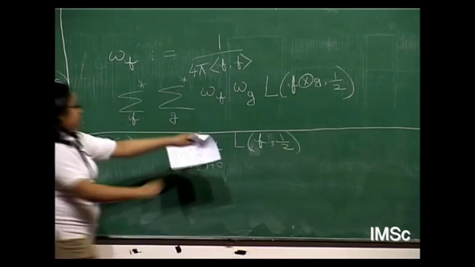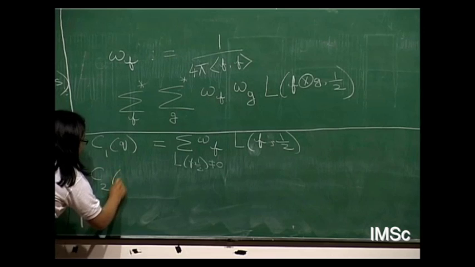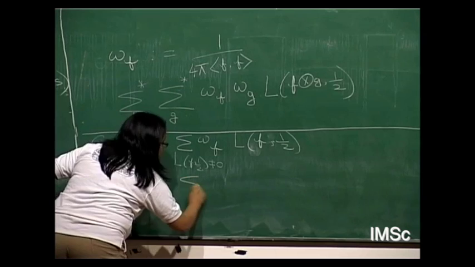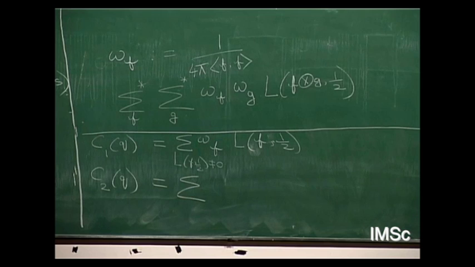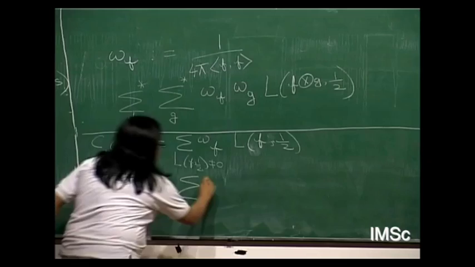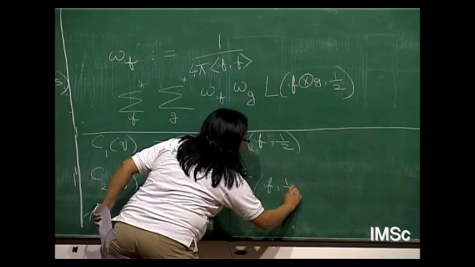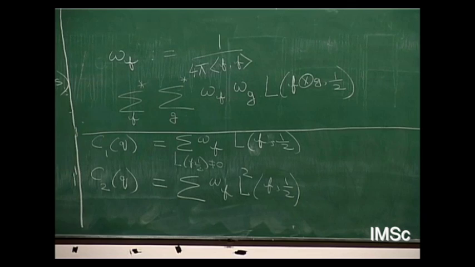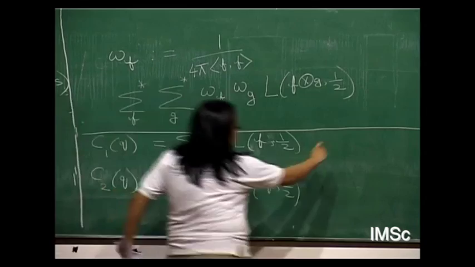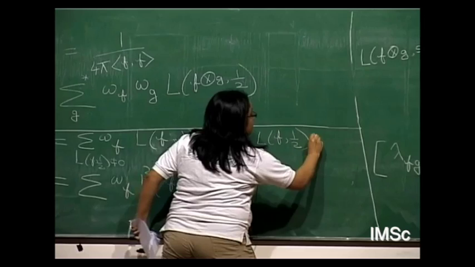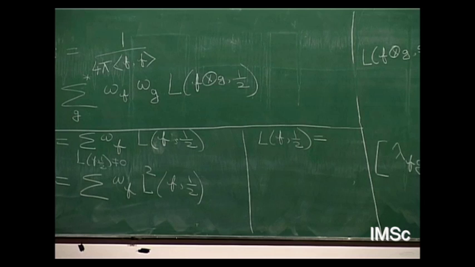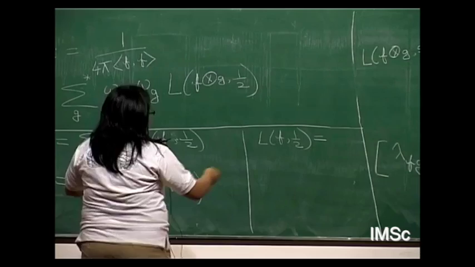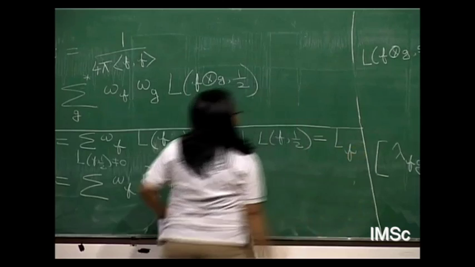Okay, and let's take C2 of Q to be equal to omega sub f times L squared. So clearly the contribution in these terms will only come from those f's for which L_f half is not equal to 0. Let me just denote this as L sub f.